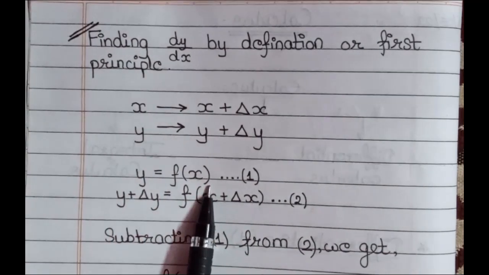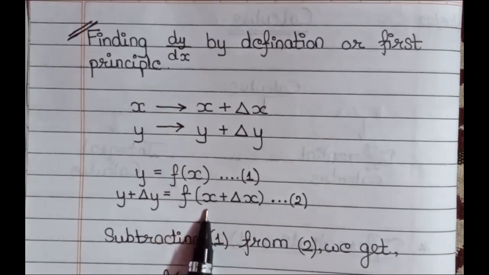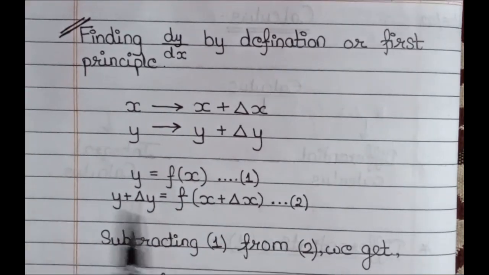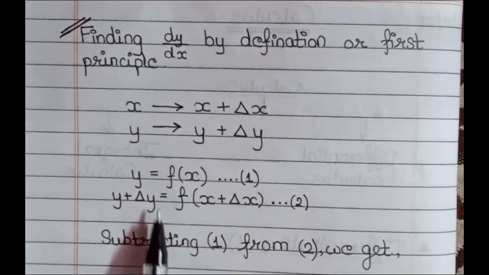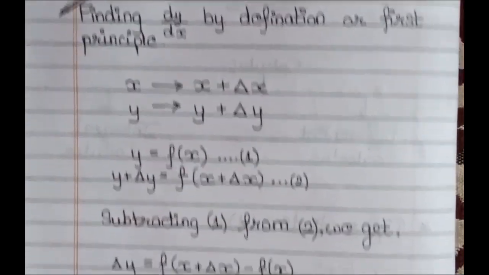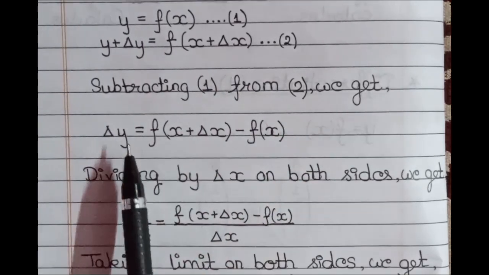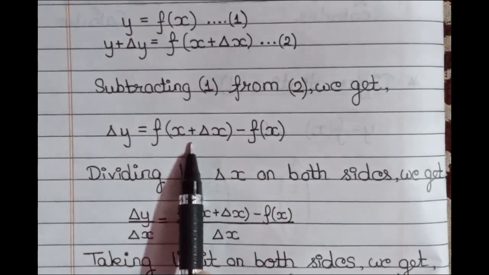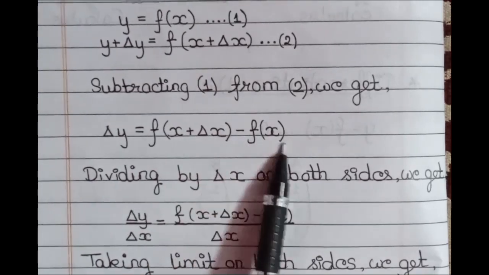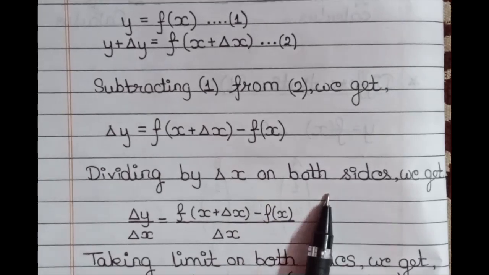y is equal to f(x), and let's take another equation, y plus delta y is equal to f(x plus delta x). Basically we replaced x and y here with y plus delta y and x plus delta x. Now let's say this is the first equation and this is the second equation. Now subtract the first from the second equation and we get delta y is equal to f(x plus delta x) minus f(x).